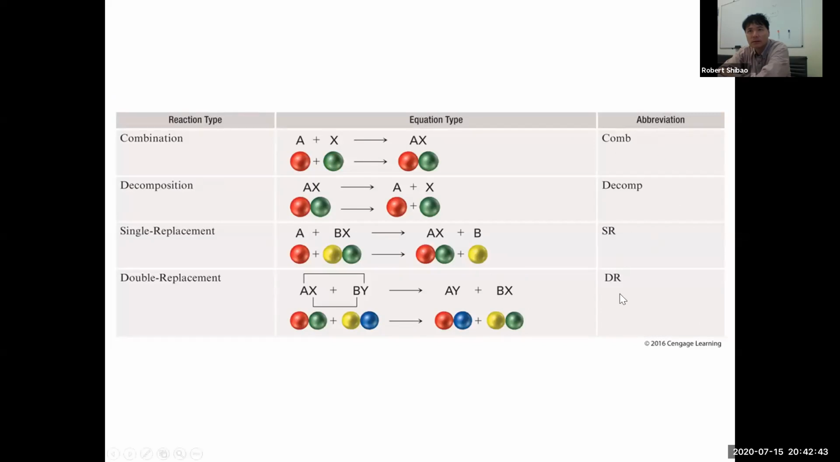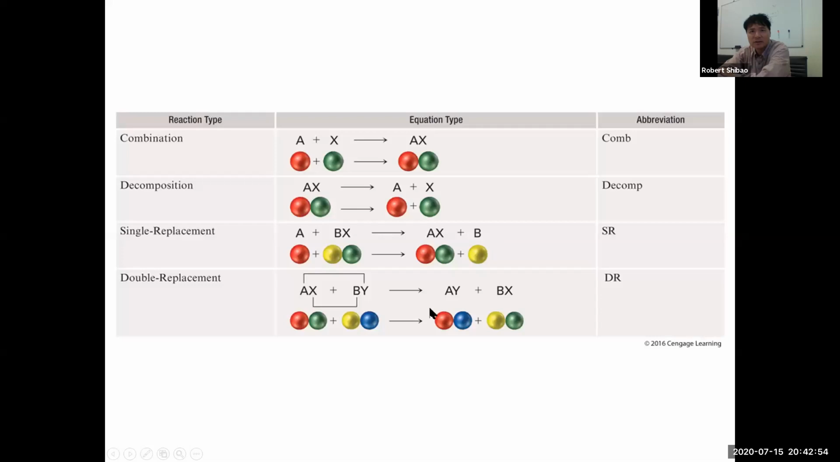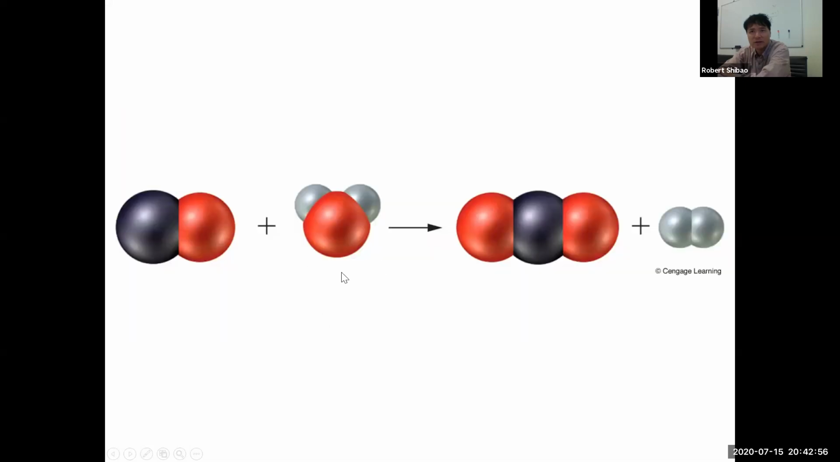Here are some abbreviations. I'm going to deviate, though, from your book's presentation. This is not a double replacement reaction. It doesn't fit any of these categories. This is carbon monoxide and water yielding carbon dioxide and hydrogen gas. This is a very important reaction. This is steam, actually. So carbon monoxide plus steam yields carbon dioxide plus hydrogen gas. It's used to generate hydrogen gas.